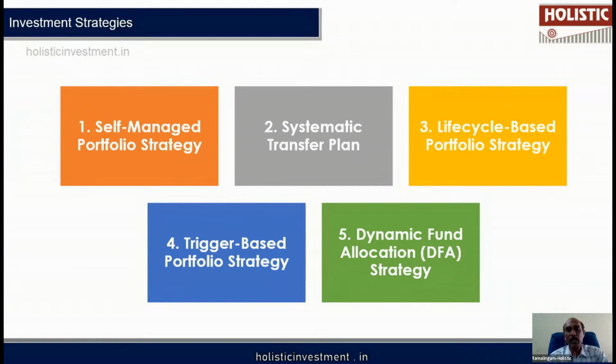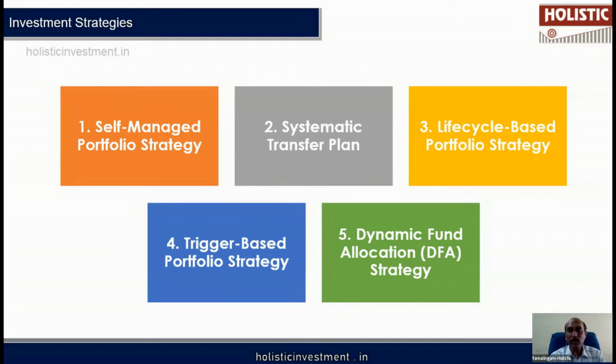Systematic transfer planner: you invest your money in one fixed income fund option and give standing instruction to transfer monthly or periodically to another equity fund option, or vice versa. You can invest in an equity fund option and give standing instruction to transfer it to a fixed income option. This is predominantly to do rupee cost averaging, and you will be able to do it.